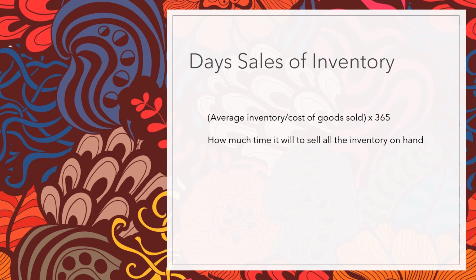Days sales of inventory. Days sales of inventory is calculated by dividing the average inventory by cost of goods sold and then multiplying the entire value by 365. So this will indicate how much time it will take to sell all the inventory on hand.